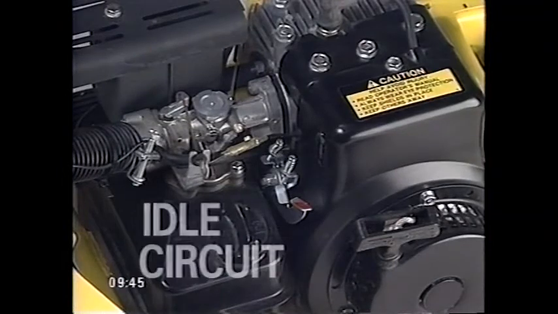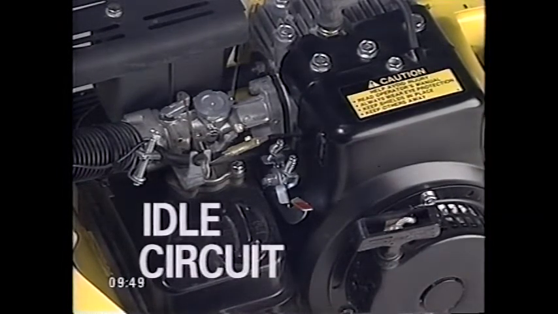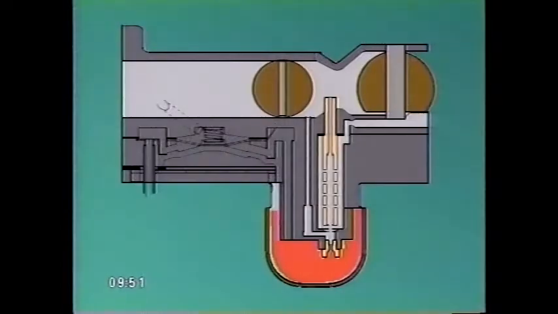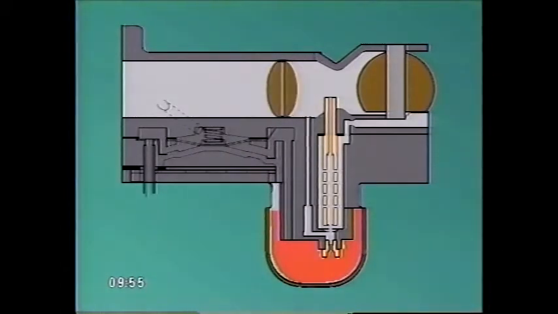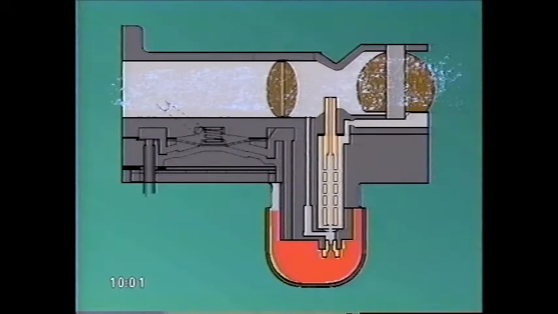Next, let's take a look at the idle circuit, why it is needed and how it works. The reason a separate idle circuit is needed is that when the throttle valve is only slightly open and the engine is turning over very slowly, there isn't enough airflow through the carburetor to pull fuel up through the main nozzle.